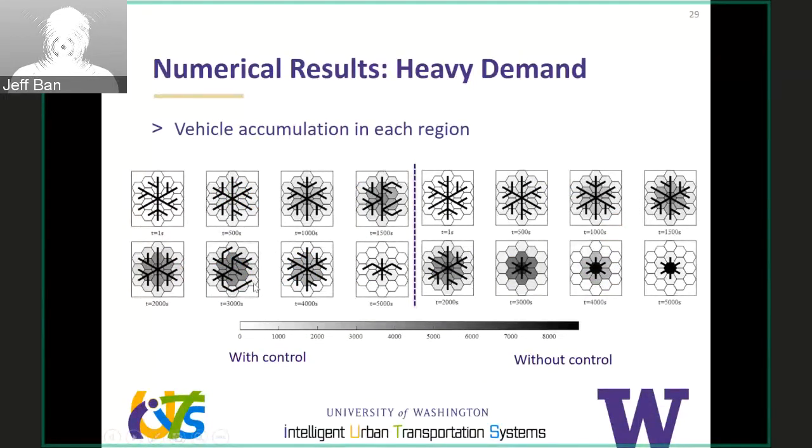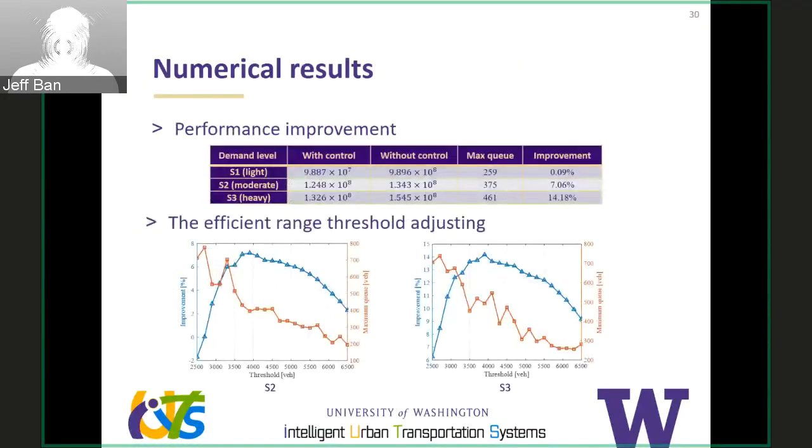In the later part of your commute period, you could have even more spread out route choice behavior compared with no control, but the traffic is more spread out. So that's what you can see from the route choice behavior.